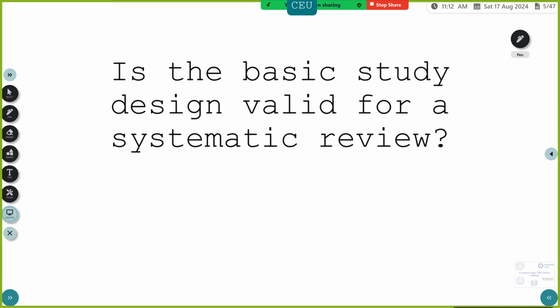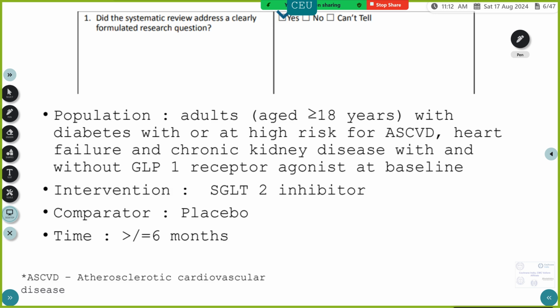Coming to the first question, is the basic study design valid for a systematic review? So, did the systematic review address a clearly formulated question? Here the population that we want to look at was adults. They looked at adults aged more than 18 years with diabetes, with or at a high risk for ASCVD. They looked at heart failure and CKD, and they have looked at patients with and without GLP1 receptor agonists at baseline. So they have looked at three groups of patients. One is diabetics with or at a high risk for ASCVD, heart failure and CKD patients among these trials.